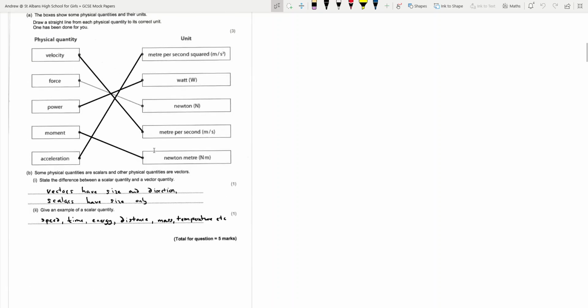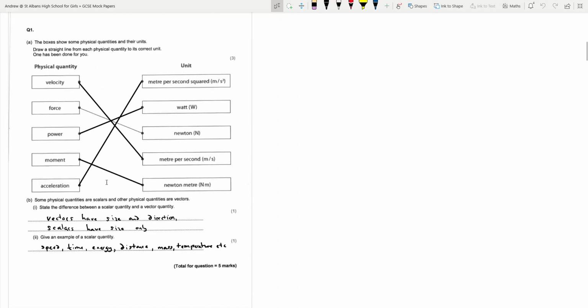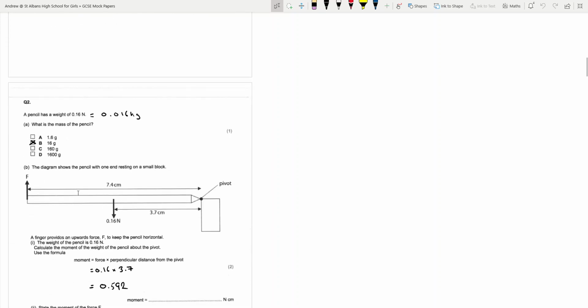So that's pretty much recall. The difference between scalars and vectors: vectors have size and direction, scalars have size only. Any kind of that idea. And then any correct example of a scalar quantity, so speed, time, energy, distance, mass, temperature, absolutely fine. So it's a fairly straightforward thing.